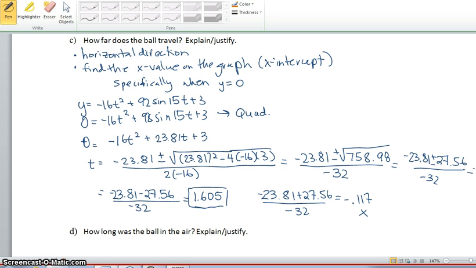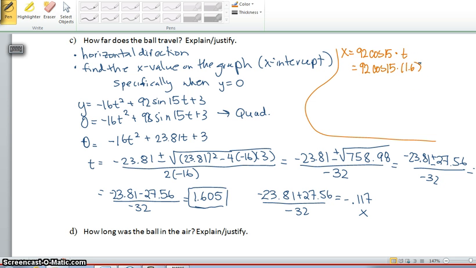In order to find the horizontal distance, we want to put it into our x equation. So x is equal to 92 times the cosine of 15 times t. Okay, so we know that t is 1.6. So we find 92 times the cosine of 15 times 1.6. And if we calculate this, x is going to be equal to 142.6 feet.